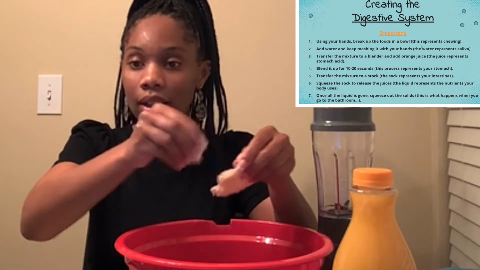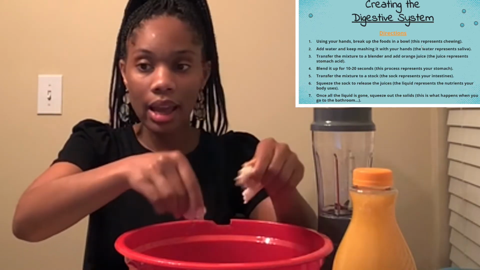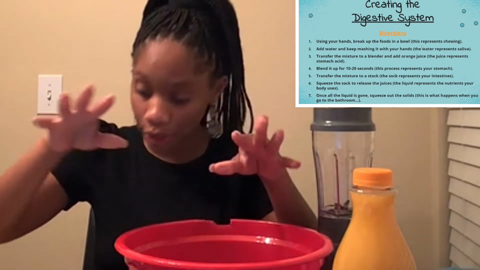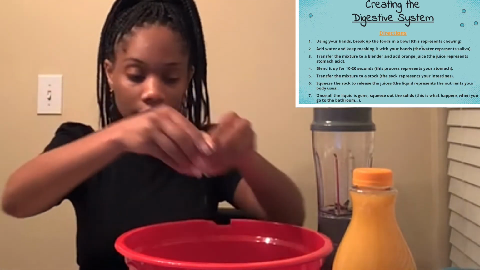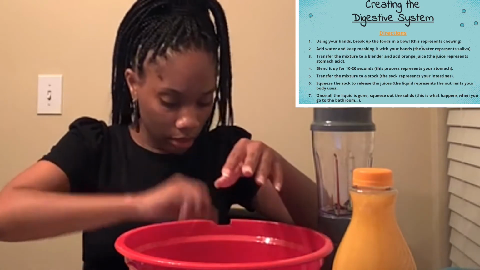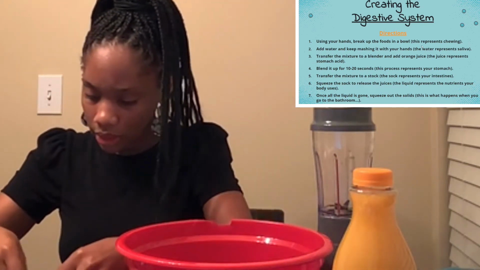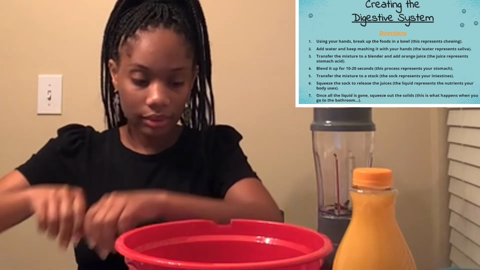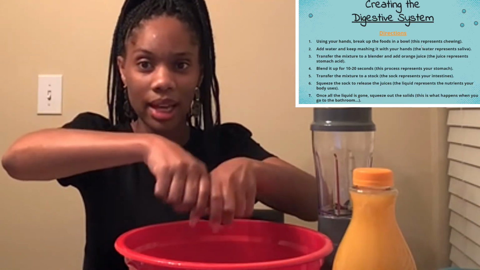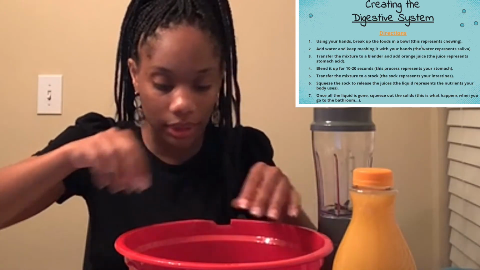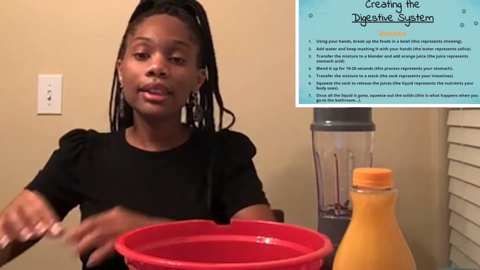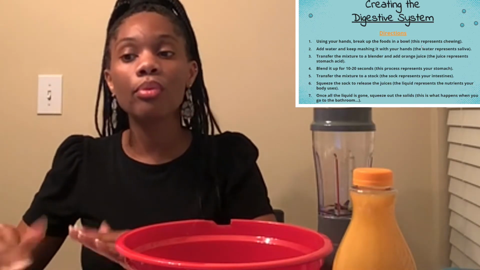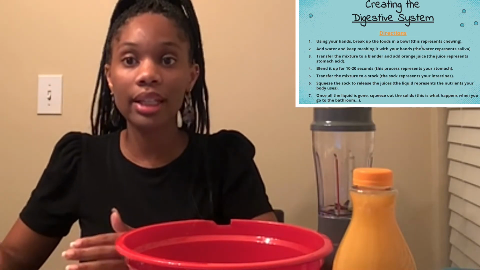Now, I'm just going to tear this food up. It says to break up the foods in a bowl. And this is representing us chewing. All right, let me add a little chips in there. Let's make sure we chew all of this stuff up. We're chewing all of this. And add a little pretzels, because I like pretzels. All right, so we just broke up the food, and that was representing chewing.